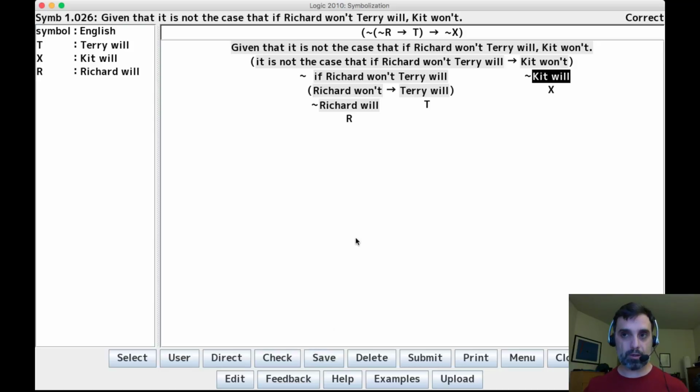That's symbolization 026. So I've discussed those two challenging symbolizations. If there are other symbolizations from the homework you'd like me to discuss, I can, if you'll post online, letting me know which ones you'd like me to discuss. So there you go. Hope that was helpful.